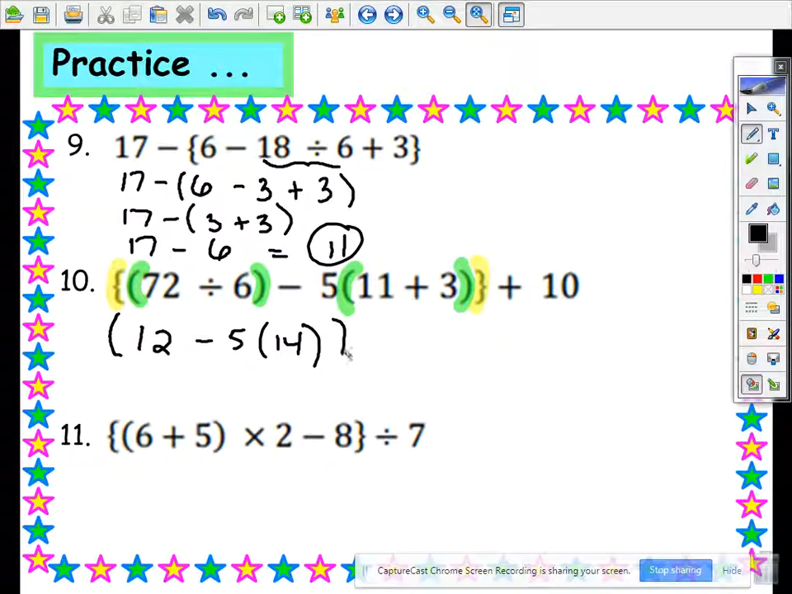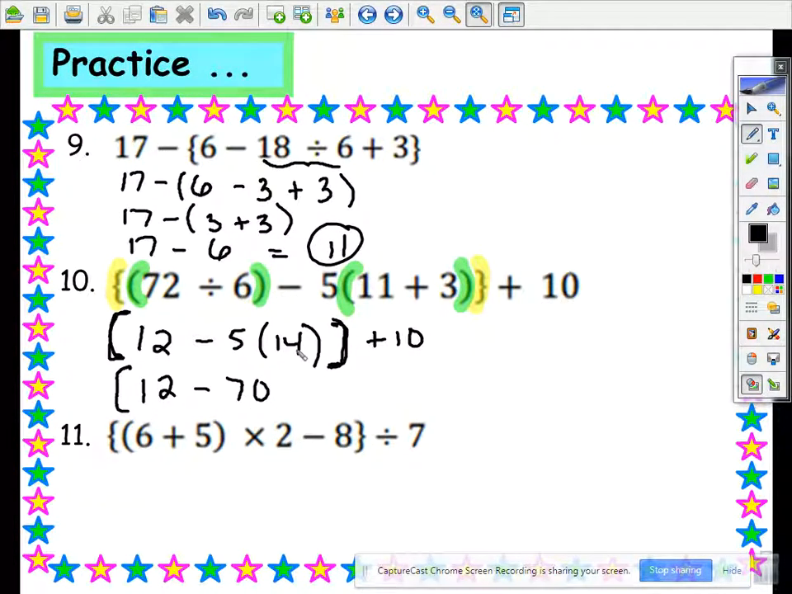And now I'm going to put my outer ones again. So I'm going to make these look more like brackets to see the difference. And we have a plus 10 out here. Now inside, we're going to multiply first because we're not going to subtract 12, take away 5, because this is 5 times 14, or technically it's negative 5 times 14. So I have 12, and again, it's a negative times a positive, so it's going to be negative.